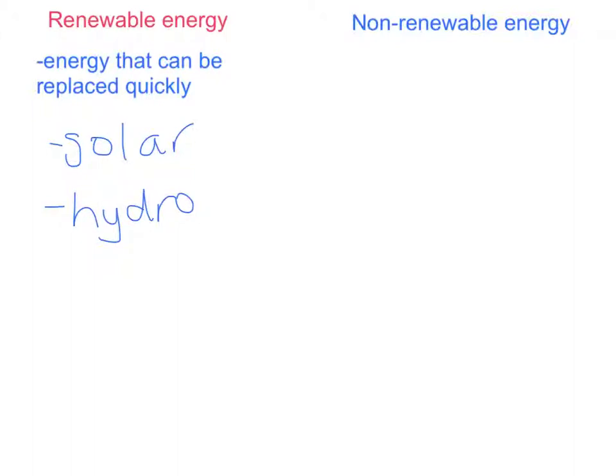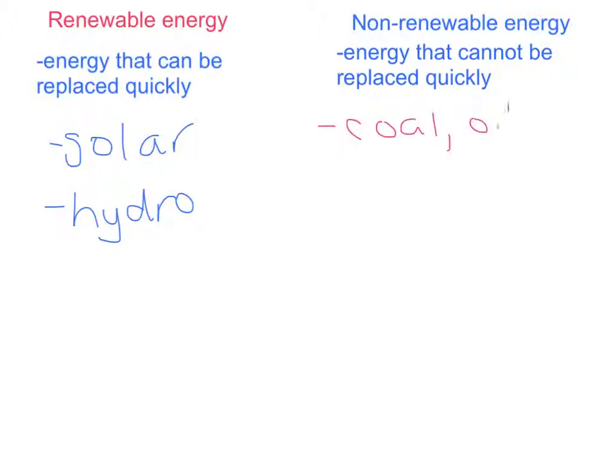Non-renewable energy is energy that cannot be replaced quickly. Okay, so these are basically all of the energy from fossil fuels. So things like energy from coal, oil, and gas cannot be replaced quickly. Things like nuclear energy cannot be replaced quickly. So anything where you can't replace it quickly and it takes millions of years for it to replenish itself will be non-renewable types of energy.